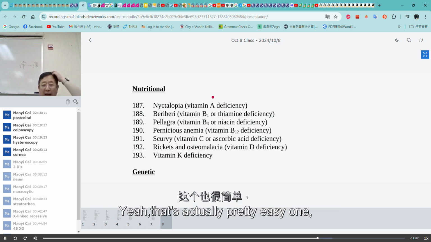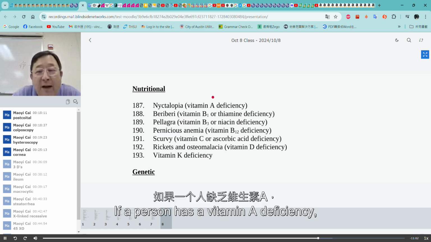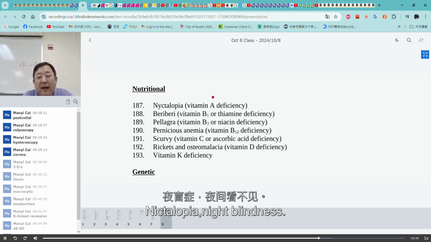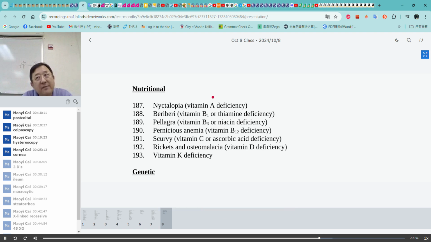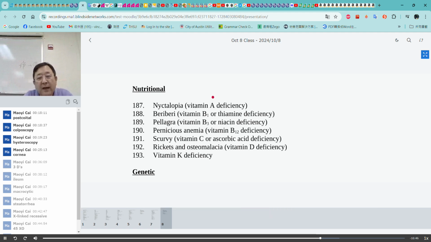Some nutritional. Yeah, that's actually a pretty easy one, straightforward. If a person has a vitamin A deficiency, what do you have? Nyctalopia, night blindness. Nyctalopia is night blindness. You don't have vision at night. You cannot see, because vitamin A is required for making a pigment for your night vision.